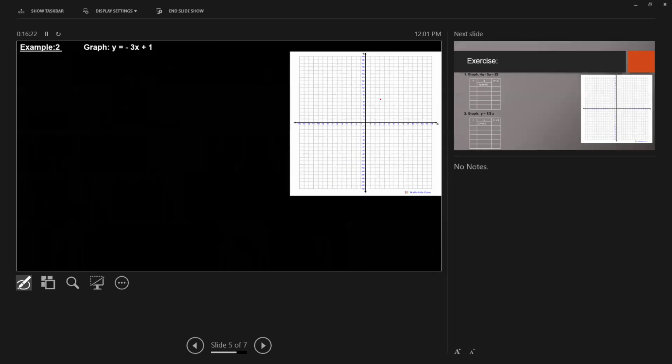Moving on to the next, we have another example here. Let's take y equals minus 3x plus 1. So this is in the form of y equals mx plus b.